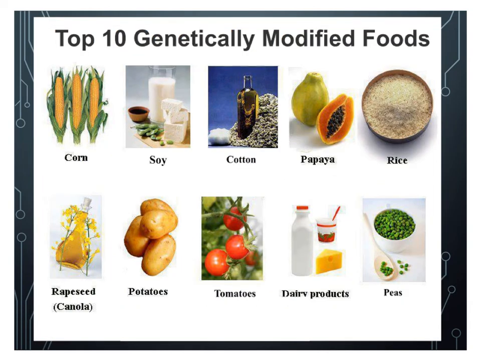Some other genetically modified foods that you've probably eaten: corn, soy, cotton, papaya, rice, canola oil, potatoes, tomatoes, most dairy products, and peas. There are a ton of other ones out there, but they have been genetically modified for years and years, and for the most part we've been okay. So really, genetically modified food is a positive innovation. It is not a negative one.